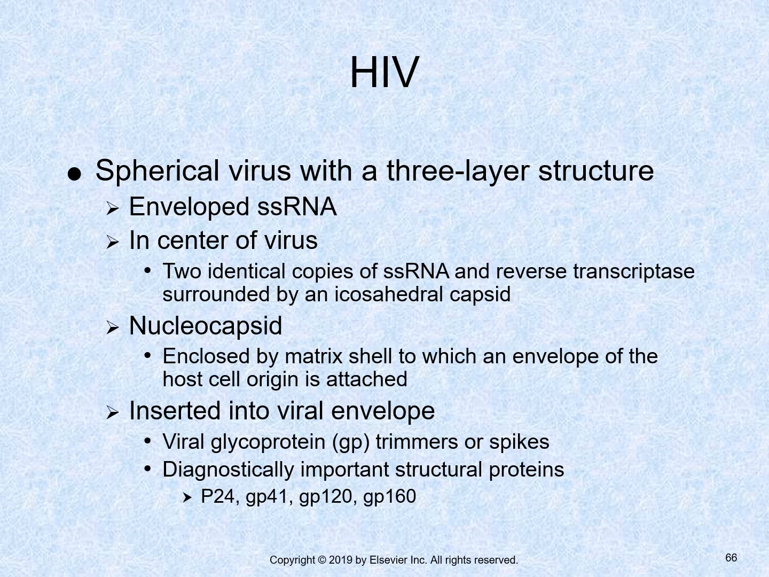HIV is a spherical virus with a 3-layer structure. It's enveloped single-stranded RNA, and in the center of the virus are 2 identical copies of the single-stranded RNA and reverse transcriptase, surrounded by an icosahedral capsid. The nucleocapsid is enclosed by a matrix shell to which an envelope of the host cell origin is attached. Viral glycoprotein trimers or spikes are inserted into the viral envelope, and they're diagnostically important in identifying HIV.